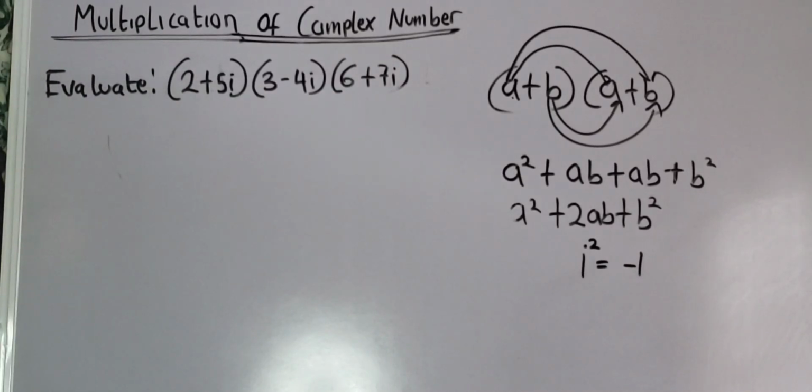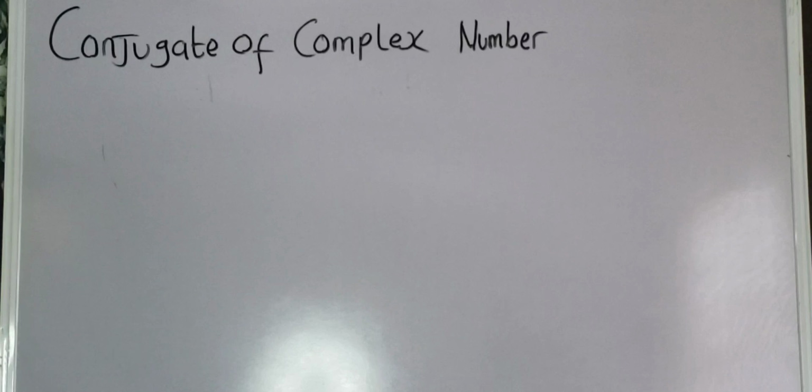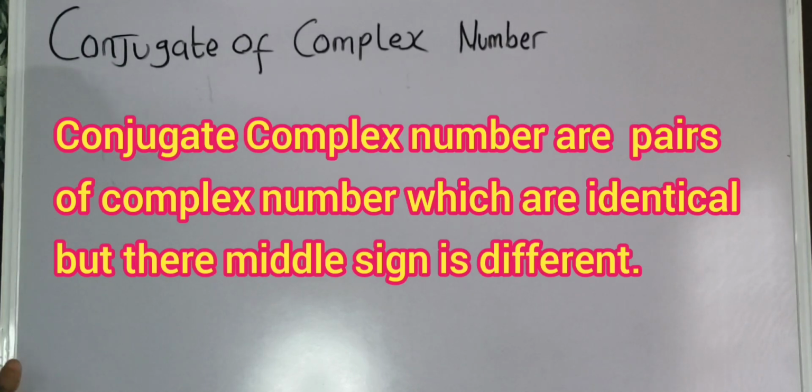Now, let us proceed to the conjugate of complex numbers. I want you to write this down. Conjugate complex numbers are pairs of complex numbers that are identical, but their middle signs are different. Are you getting it? Conjugate complex numbers are complex numbers that are identical, but their middle signs are different.